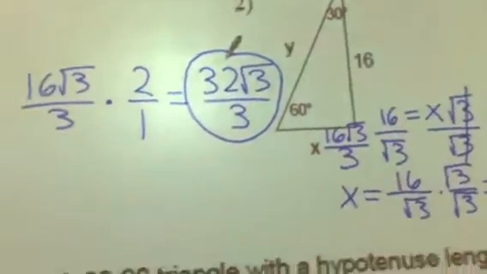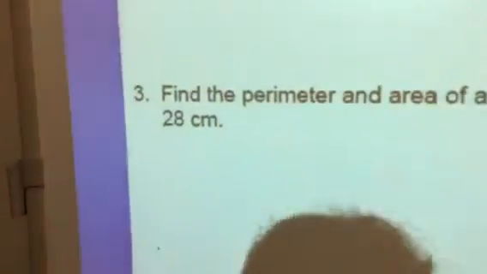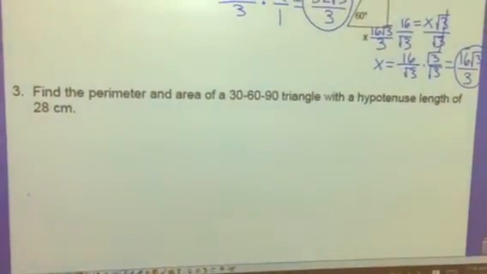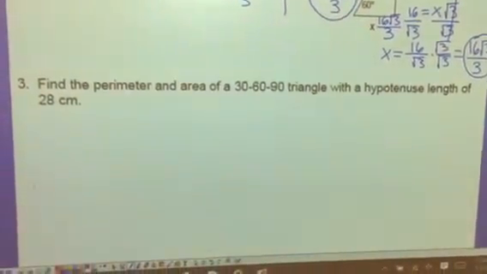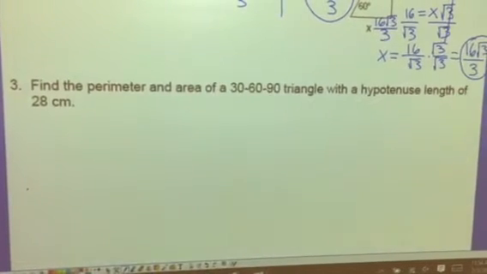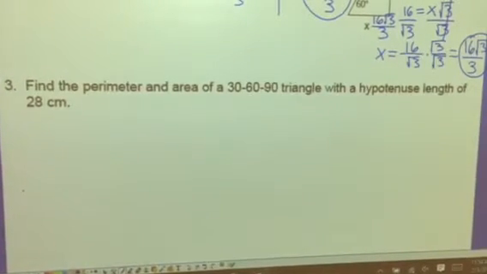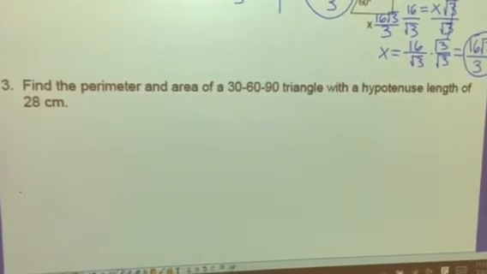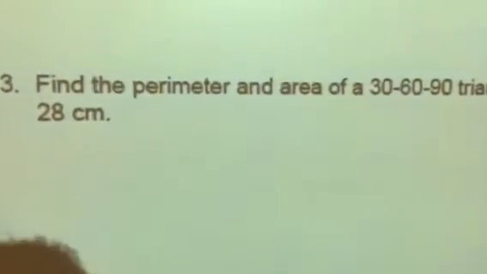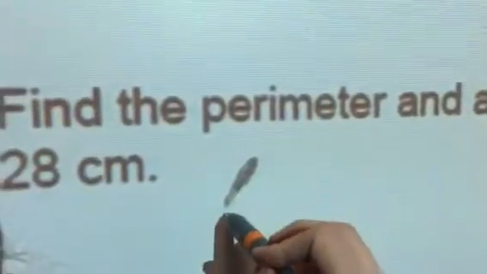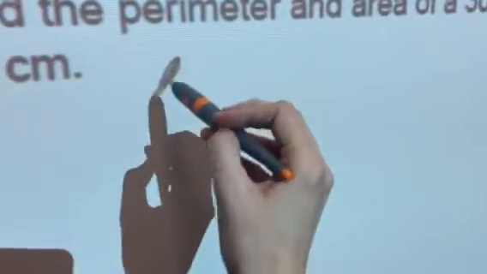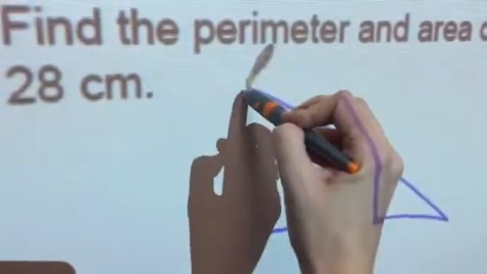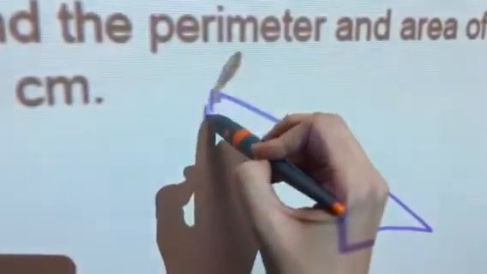All right, let's look at our third problem here. Y'all can write this one down also. Let me back up a little bit. So this one says, and you can pause this to write it down, find the perimeter and area of a 30, 60, 90 triangle with a hypotenuse length of 28 centimeters. All right, so I would draw a little triangle here, 30, 60, 90. However you want to do it. Let's go like this. There you go. Good enough.